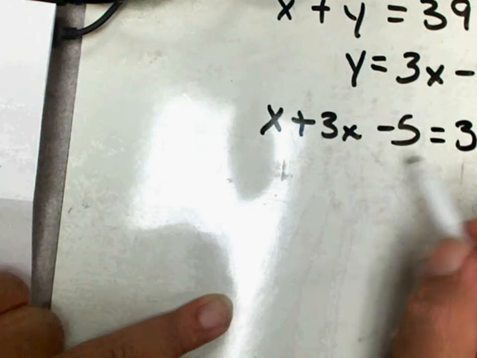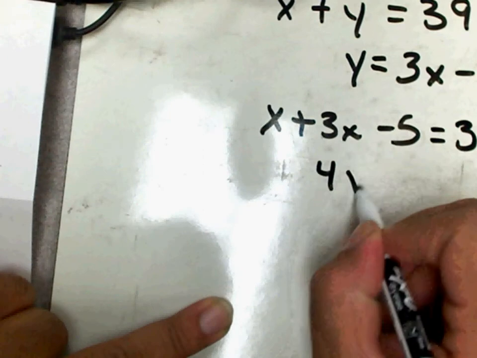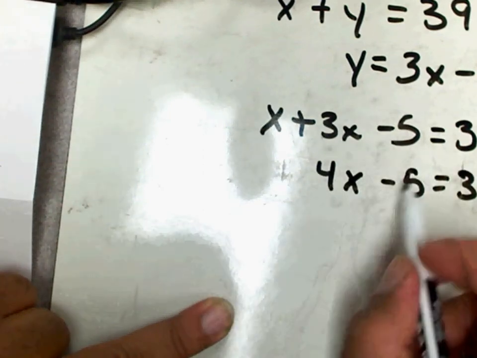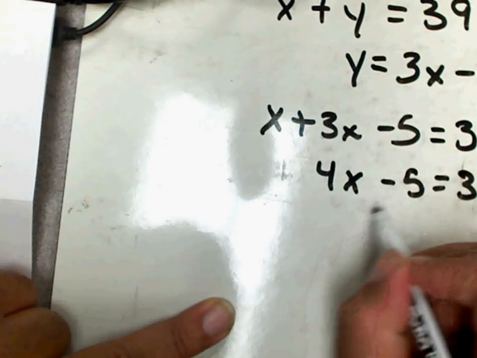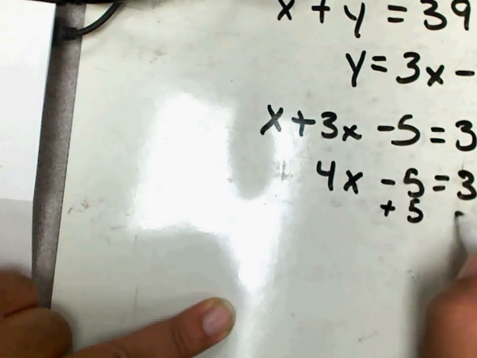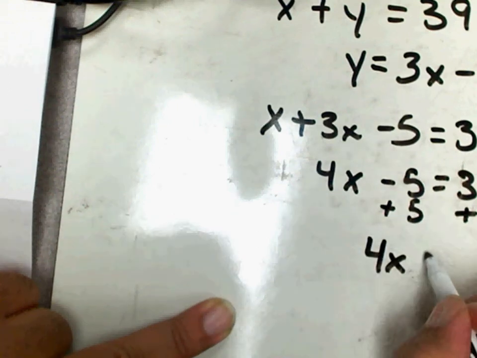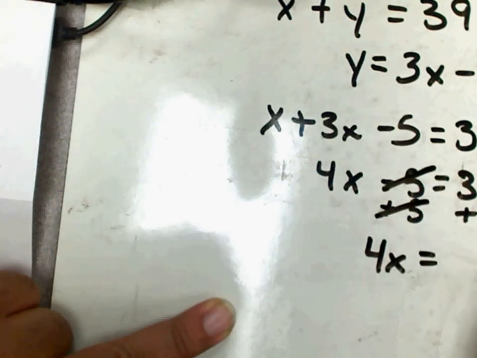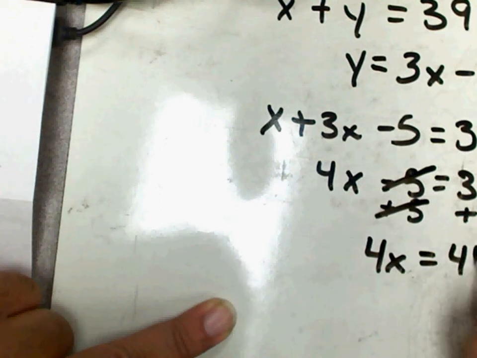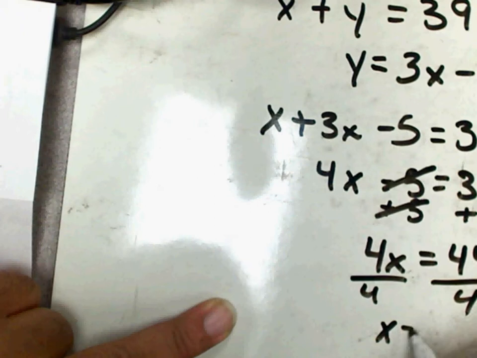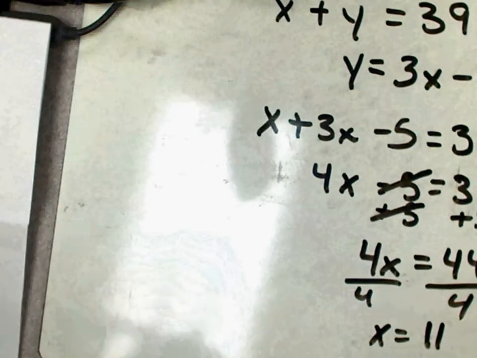Now I'm going to start combining like terms. That gives me 4x minus 5 equals 39. Okay, this 5 has to go to the other side, so I'm going to do the inverse operation and add it. This gives me 4x equals 44. I divide to both sides, again doing the inverse operation, and I get that x equals 11.